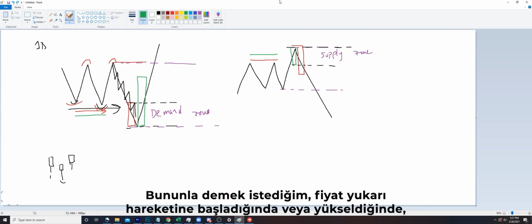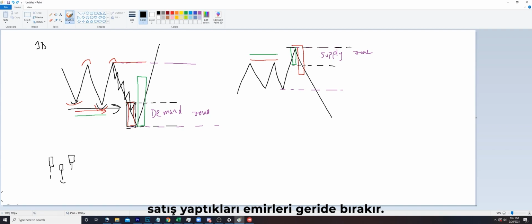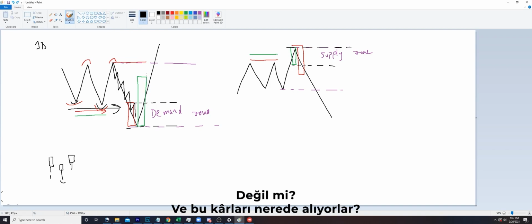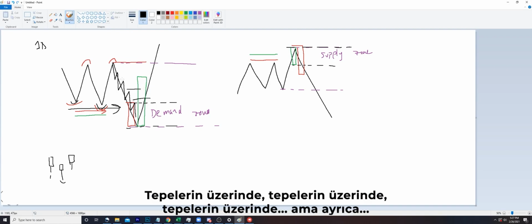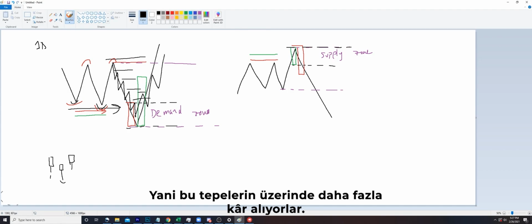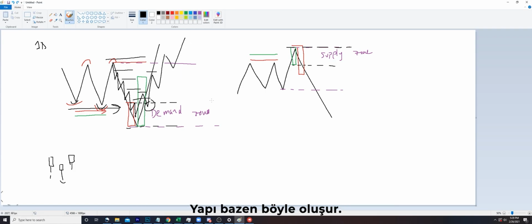What I mean by that is as price begins its markup or begins to move higher, as you can see right here, it leaves behind the orders that they sold into to create this demand zone. And when they do that, their buys are making tons of profit. And where are they taking those profits? Above highs, above highs, above highs, but also above. As price moves up, it creates more liquidity. So they're taking more profits above these highs, and so on and so forth. And this is how we're starting to form potential bullish structure. So that's how structure is sometimes formed.